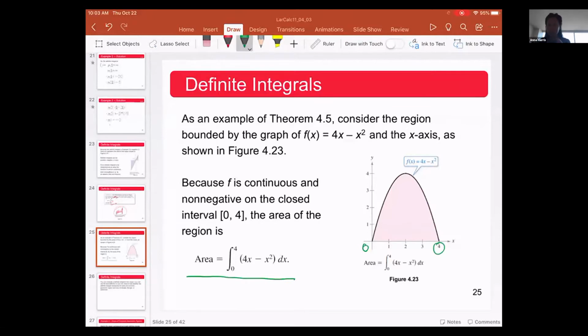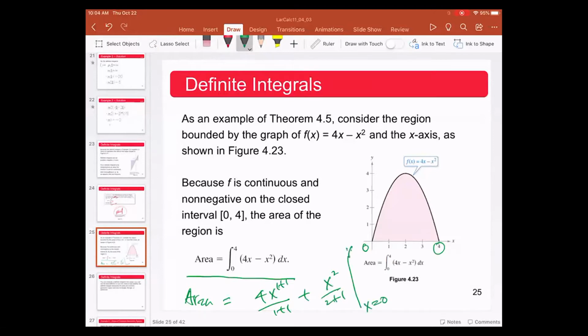Remember, the antiderivative means the opposite of the derivative. So I will add one more power and divide by the new power, right? So the area is equal to 4x to the 1 plus 1 divided by 1 plus 1, plus x squared to the 2 plus 1 over 2 plus 1. And I am going to evaluate at x equal to 0 and x equal to 4. I'm going to take away plus c because I don't care about plus c anymore, since I am only looking at those two boundaries. So plus c and minus c will cancel out.